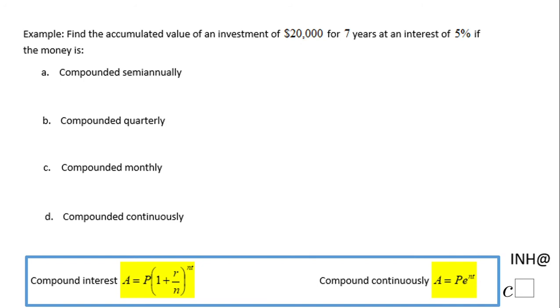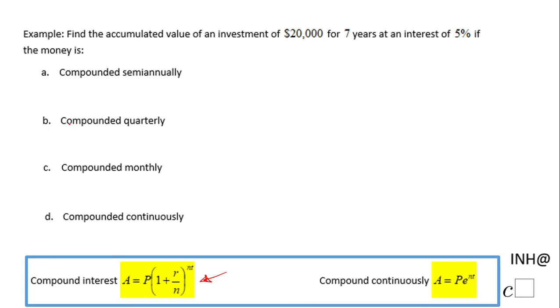In this example, we have to find the accumulated value of an investment of $20,000 for 7 years, and the interest is 5%. And we have 4 choices here, and we're going to calculate for each choice. The first one says compound semi-annually. Whenever you talk about compound interest, that's the formula you want to use.